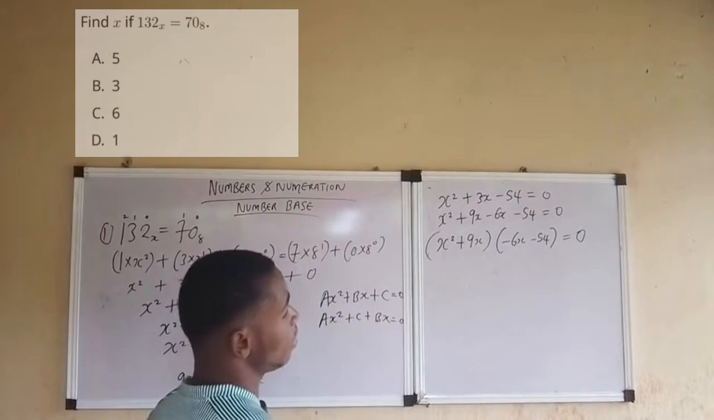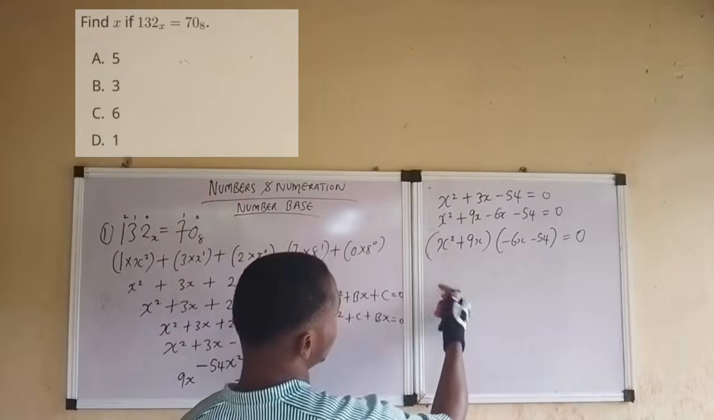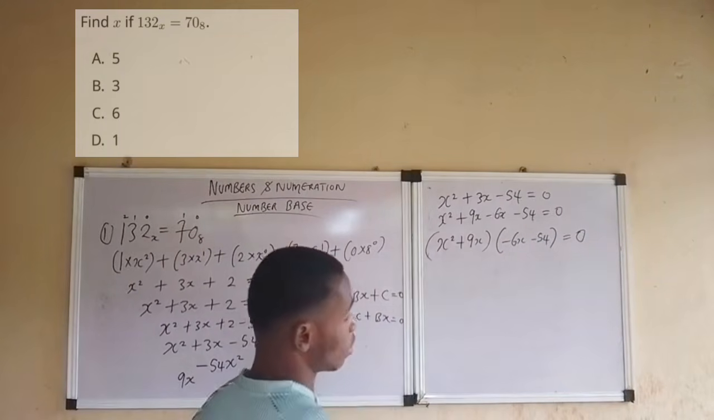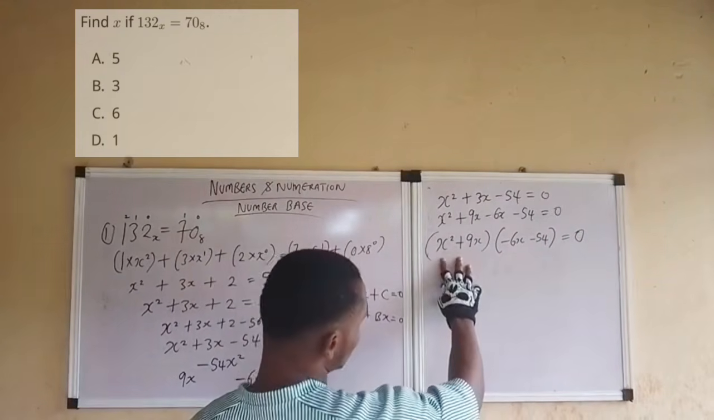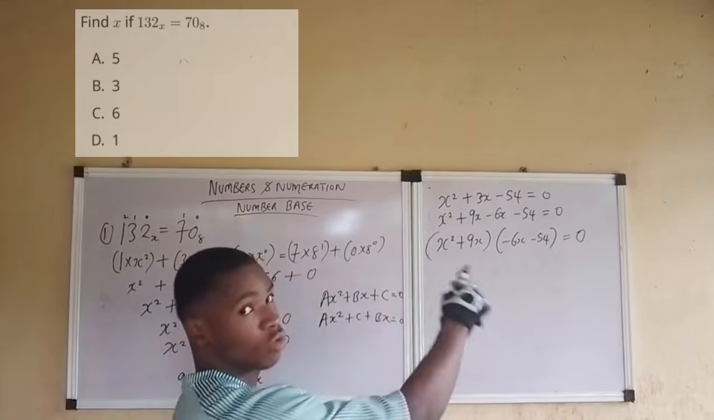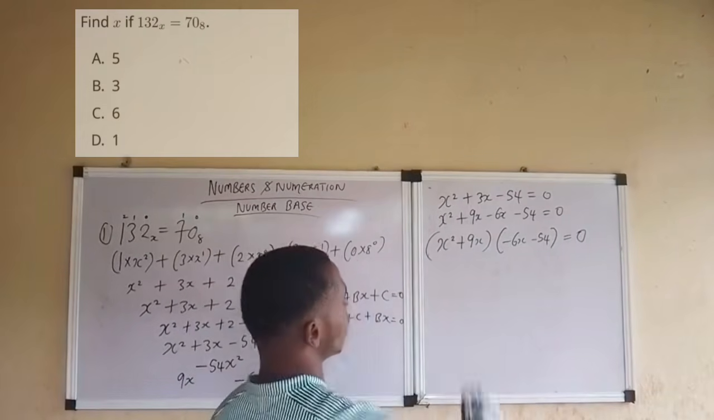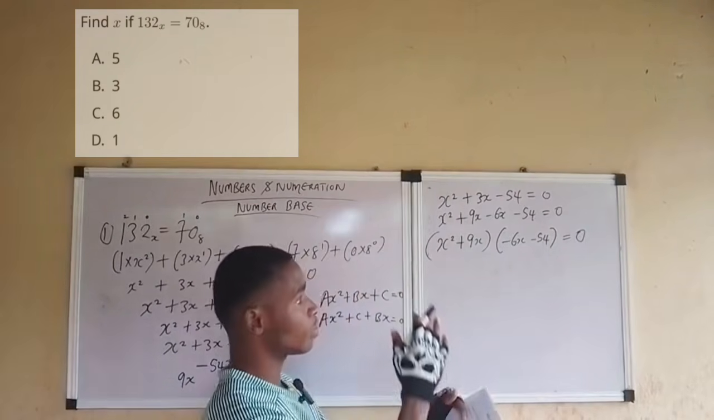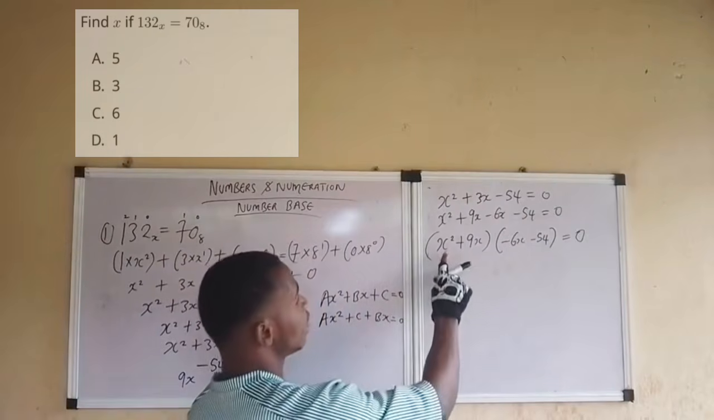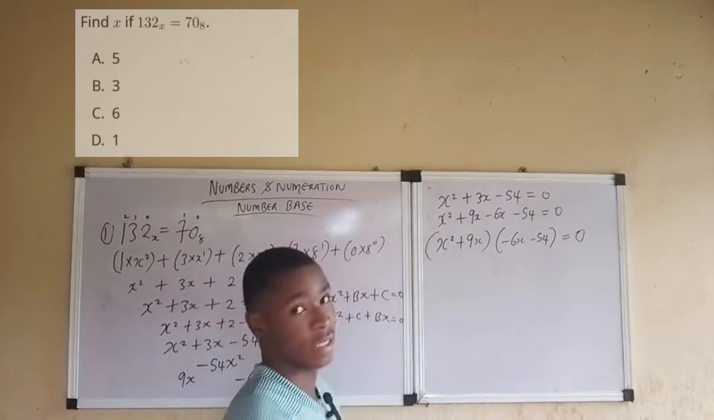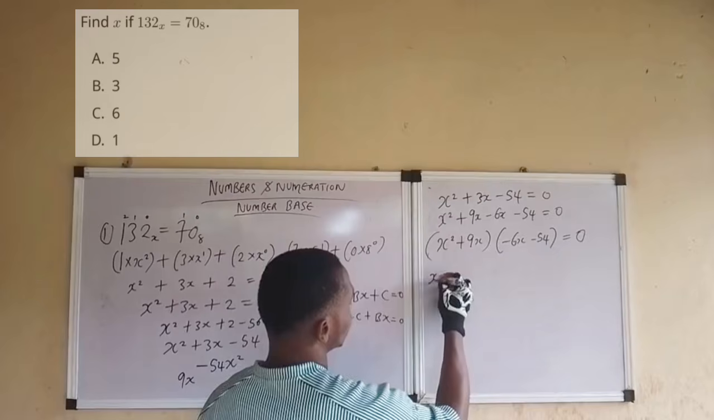Do you understand? What it means to factorize is to look for a common term that can divide both numbers. So from this first bracket, what is the common term that can divide these two numbers? We have x. X is the only term that can divide x squared and can also divide 9x. So you bring out x, you open the bracket.